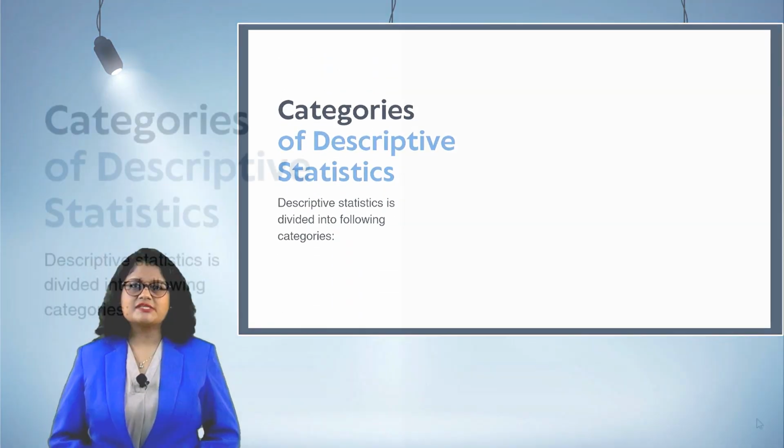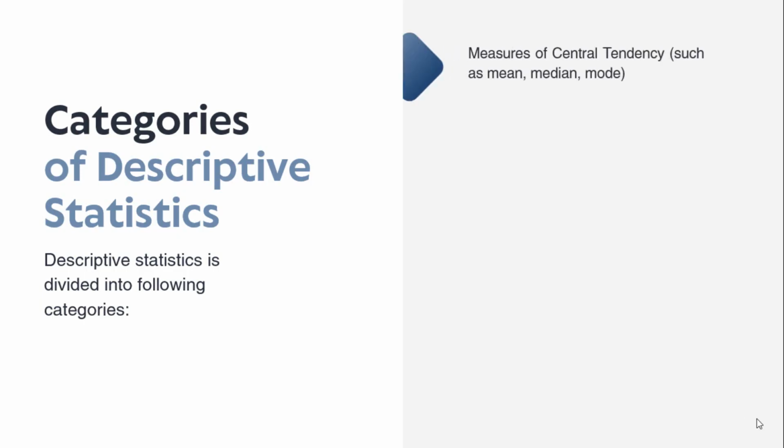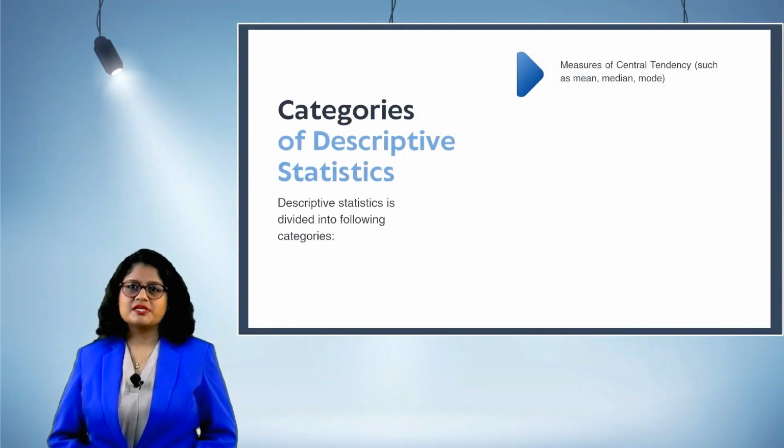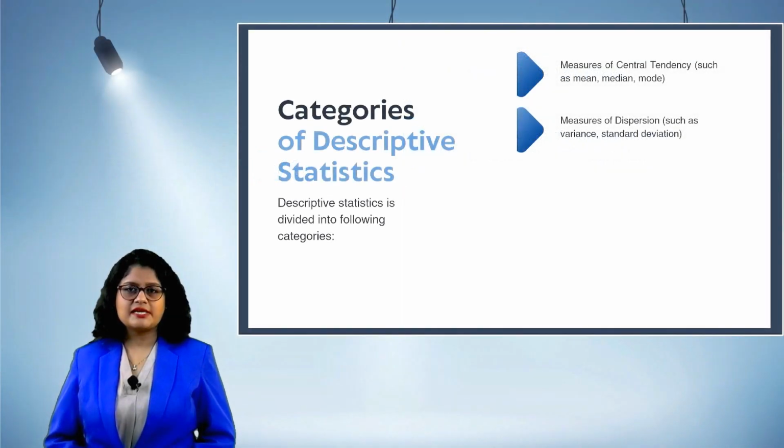The categories of descriptive statistics. Descriptive statistics can be categorized into three main types. Number one is measures of central tendency. These include the mean, median, and mode, which helps us identify the central value of a data set. Measures of dispersion. These look at how spread out the data is using tools like variance and standard deviation.